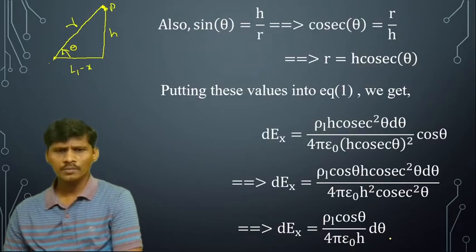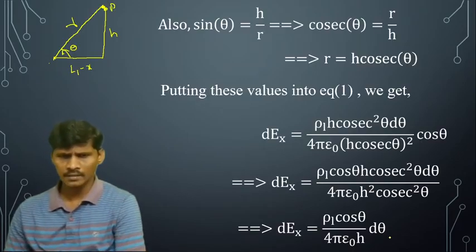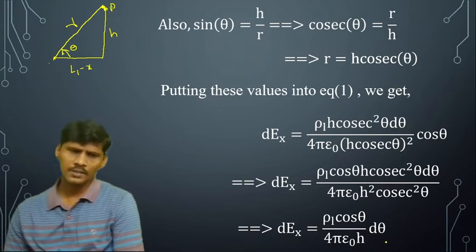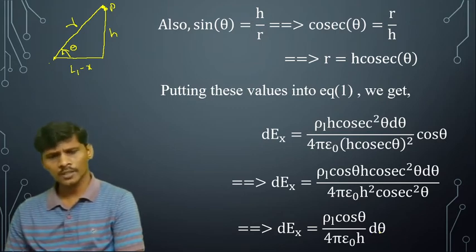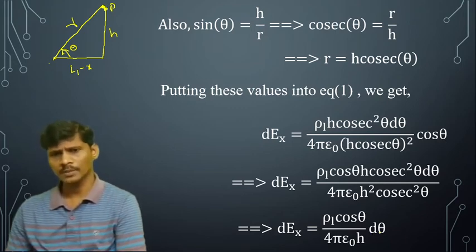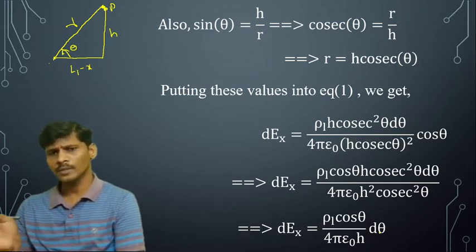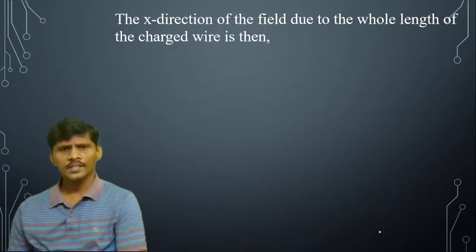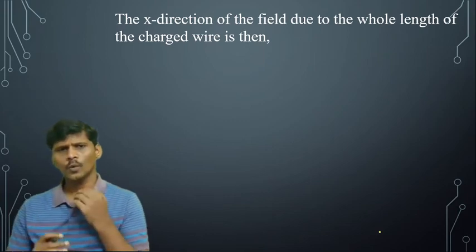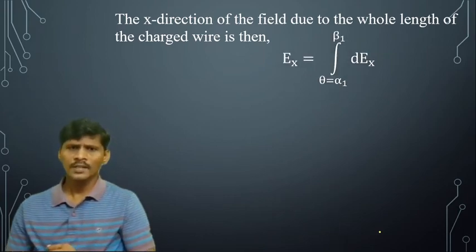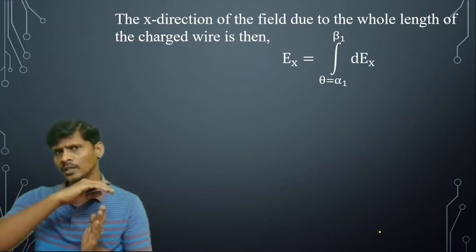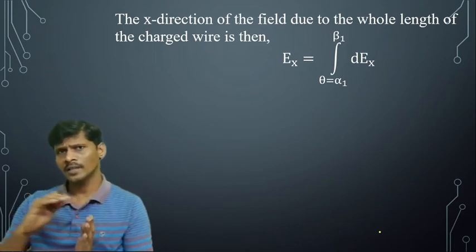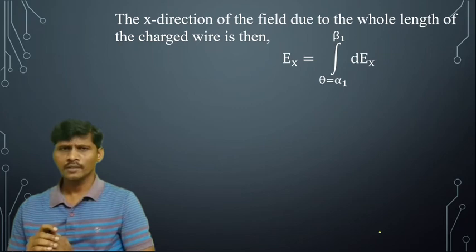So this is the magnitude of the electric field intensity along the x-axis direction. Calculate the total electric field intensity Ex along the x-axis direction by integrating this equation with respect to theta over the entire length of the wire. Therefore, the x component of the electric field intensity due to the whole length of the charged wire is Ex equals the integral of dEx over the total wire length, where one end of the wire is at angle alpha 1 and the other end is at angle alpha 2.